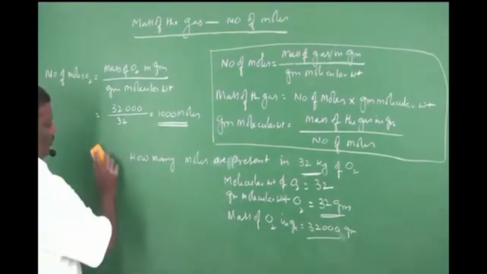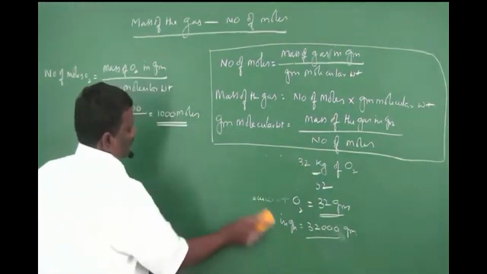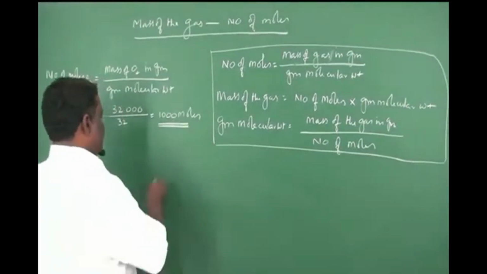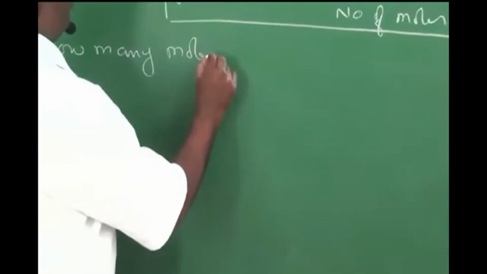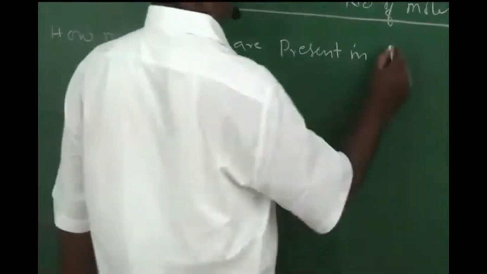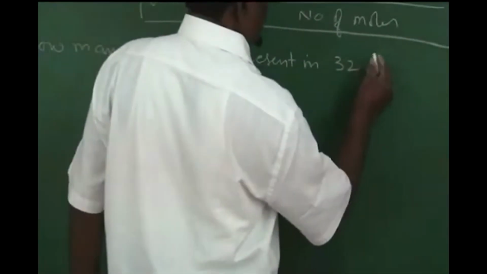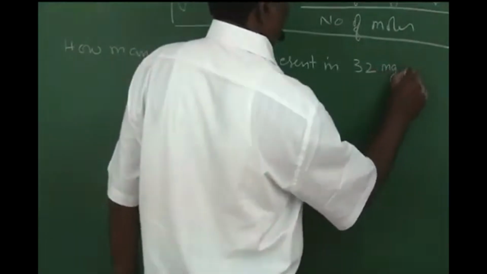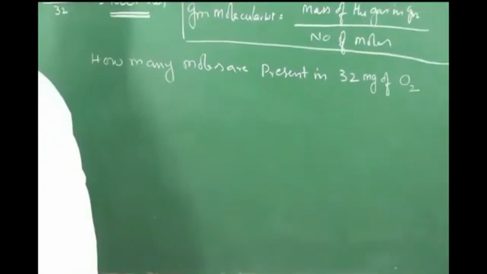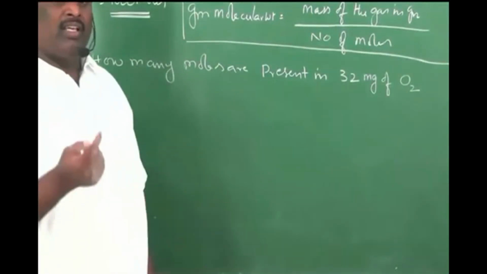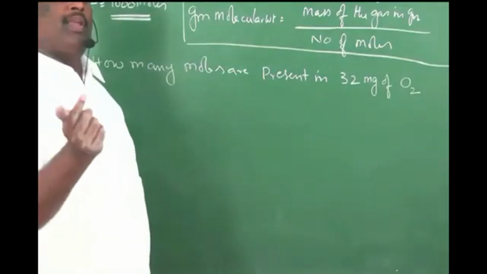Now, I'll give you another problem. How many moles are present in 32 milligrams of O2? In the previous problem, they asked to find the number of moles present in 32 kilograms. Now they are asking the number of moles present in 32 milligrams.